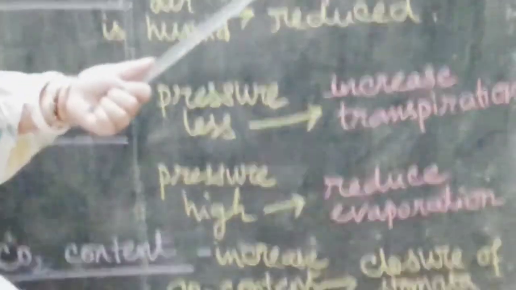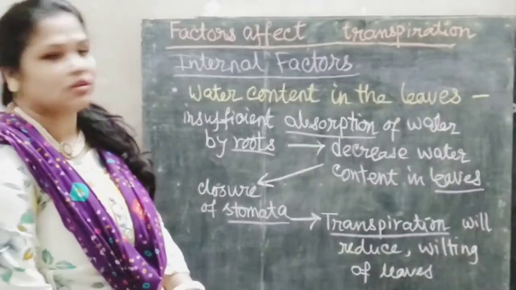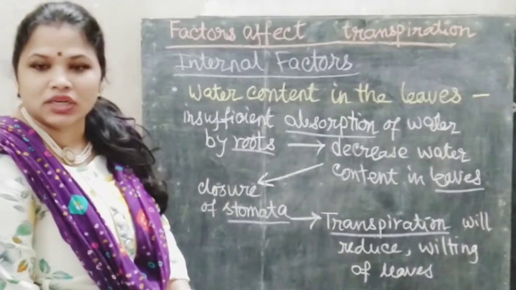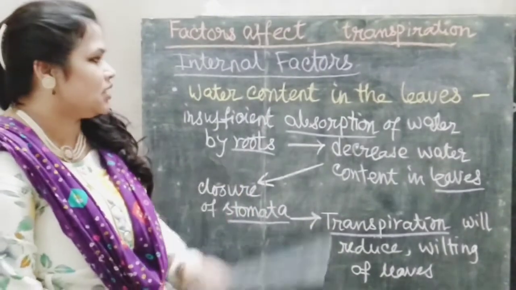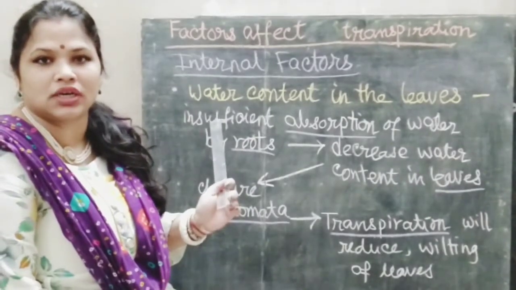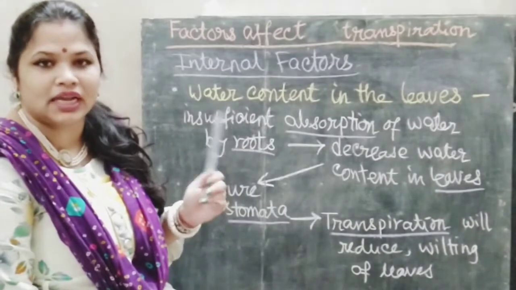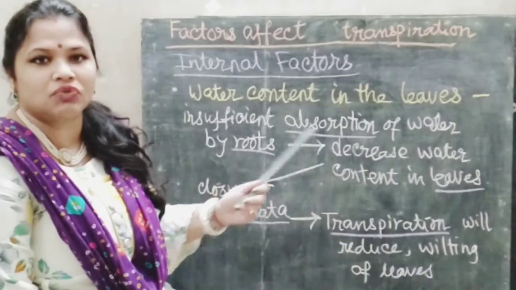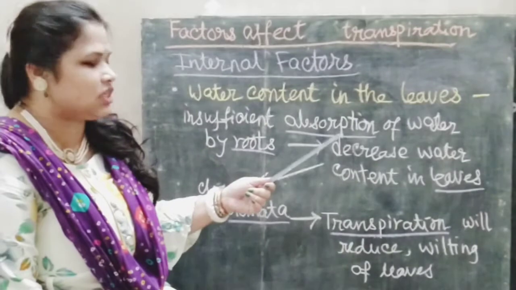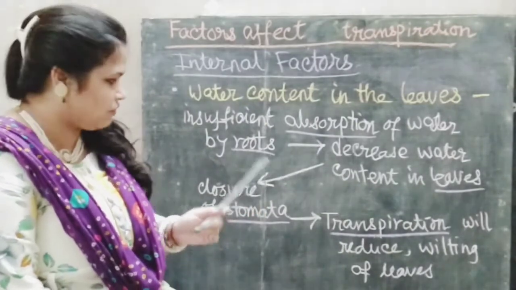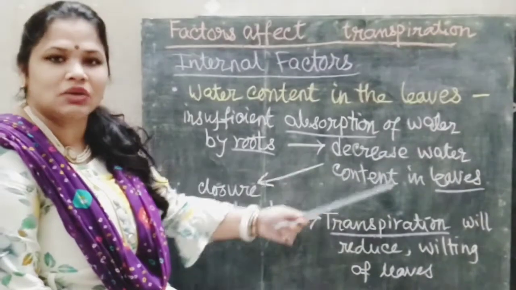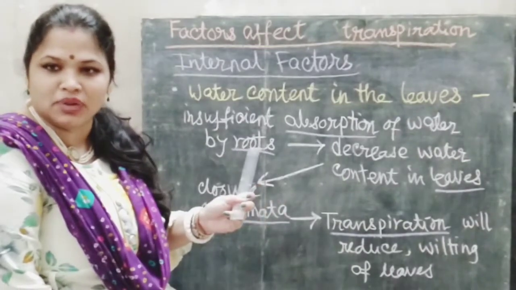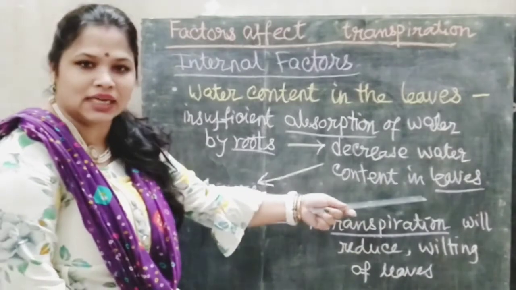Next I will tell you the internal factors that affect transpiration. First is the water content in the leaf. If insufficient water is in the soil, means if you have not given enough water in the soil, the root will not absorb enough water, so sufficient water will not be available. As the roots absorb less water, there will be a decrease in the water content in the leaves.